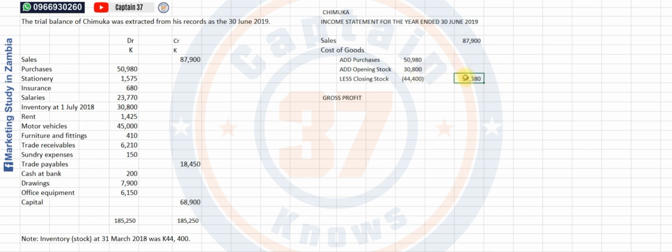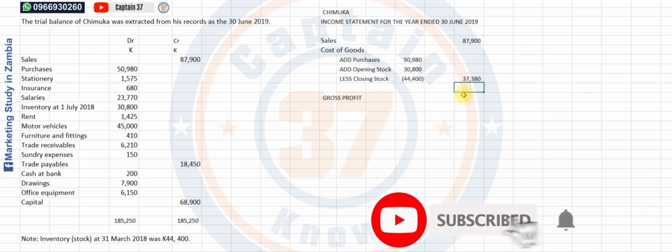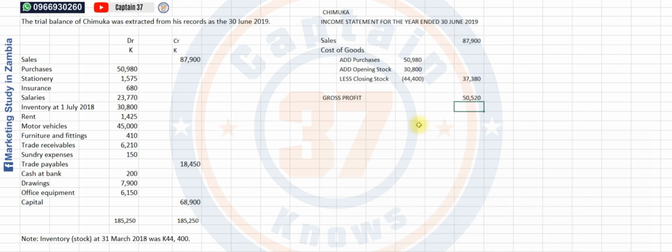Remember that, as you may already know, your income statement must take into consideration the sales. That's the first thing you do. Then the cost of goods, and when you subtract the cost of goods from the sales, it gives you the gross profit. And therefore the gross profit in this particular case is going to be 50,520. So we are heading there. We are going to be done.